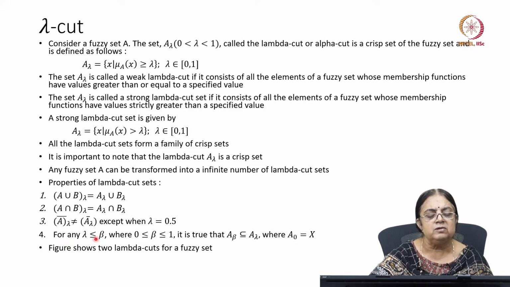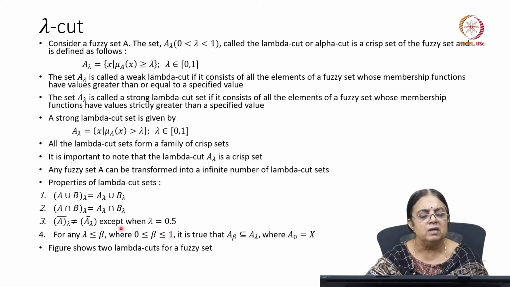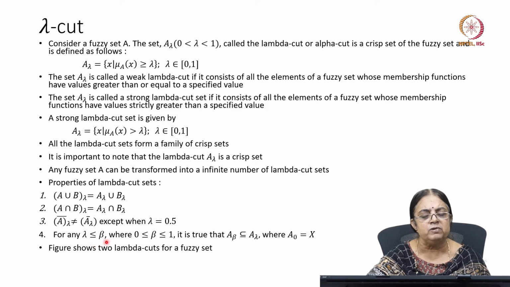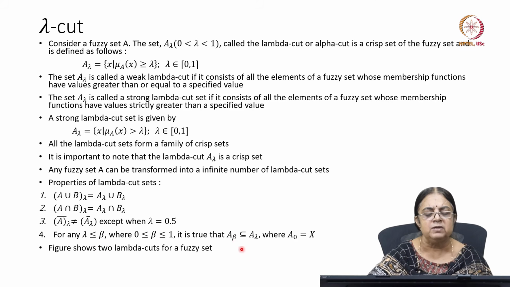So if we take two cuts, say lambda and beta, where beta is between 0 and 1, just like lambda is between 0 and 1, and lambda is less than or equal to beta, then you will find that A beta, the crisp set A beta, will be a subset of the crisp set A lambda, where A naught, where your lambda is equal to 0, will be equal to the universe of discourse X.